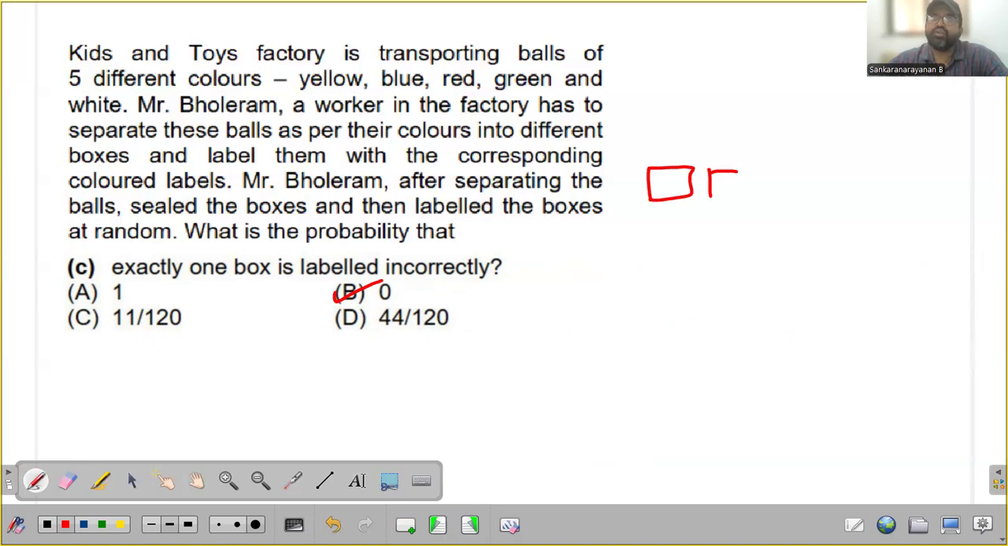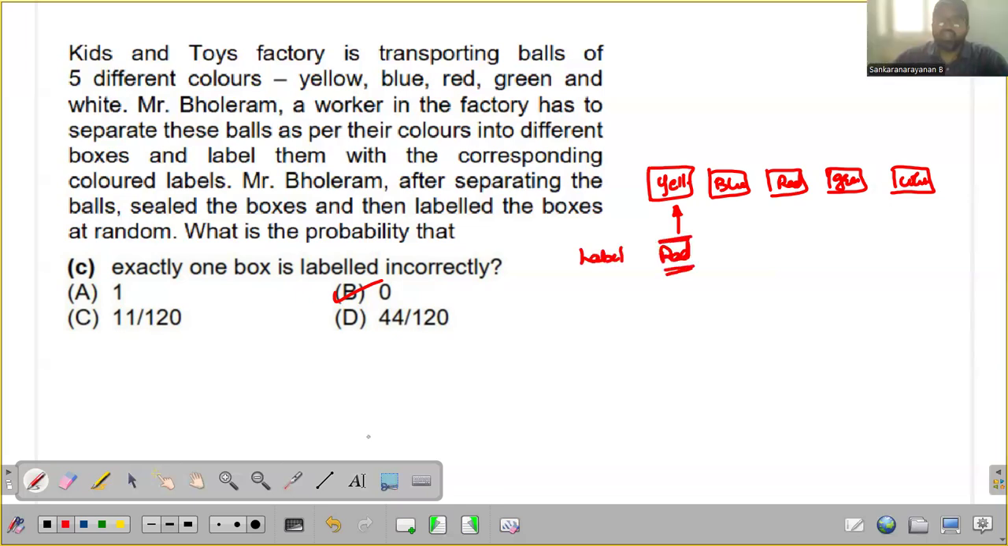Just imagine 1, 2, 3, 4, 5. Okay, 5 boxes are there. Let me say that this has got yellow balls, this has got a blue ball, this has got a red ball, this has got green, and this has got white. Just imagine I made an error here. For the yellow ball box, I stuck the label as red. I made an error here.